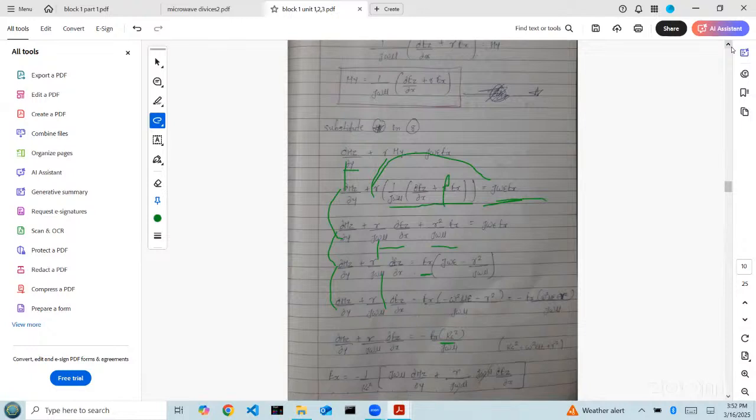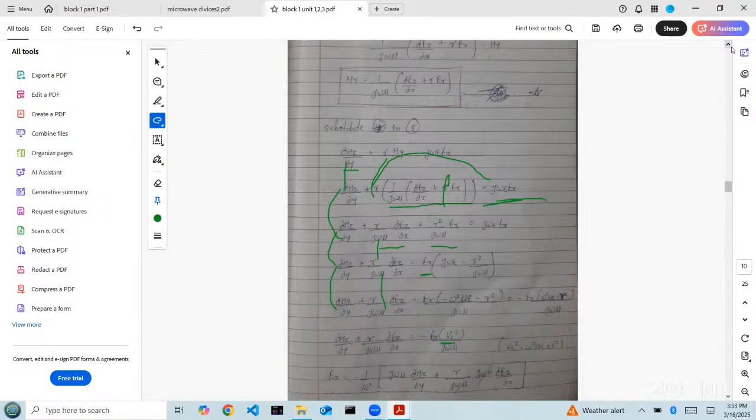One by one. First, del cross H equals J, plus dou by dou t of D, which is epsilon E. And we framed one equation. After framing, what did we do? Del cross H, with i, j, k, dou by dou x, dou by dou y, dou by dou z, Hx, Hy, Hz in matrix format, simplified.